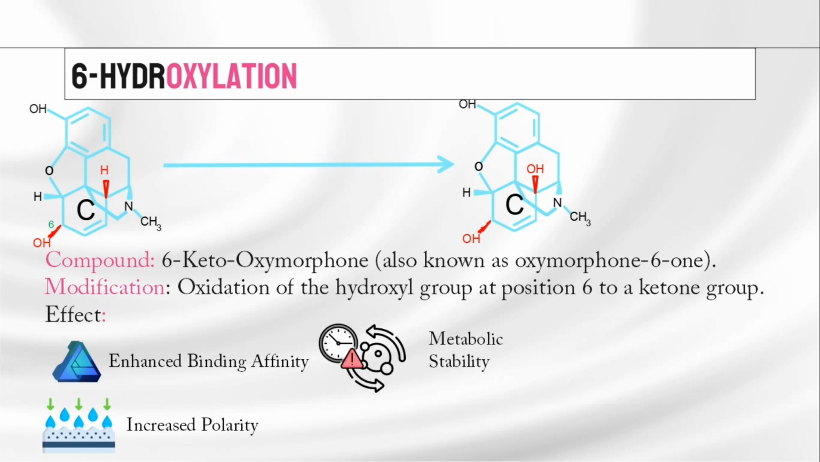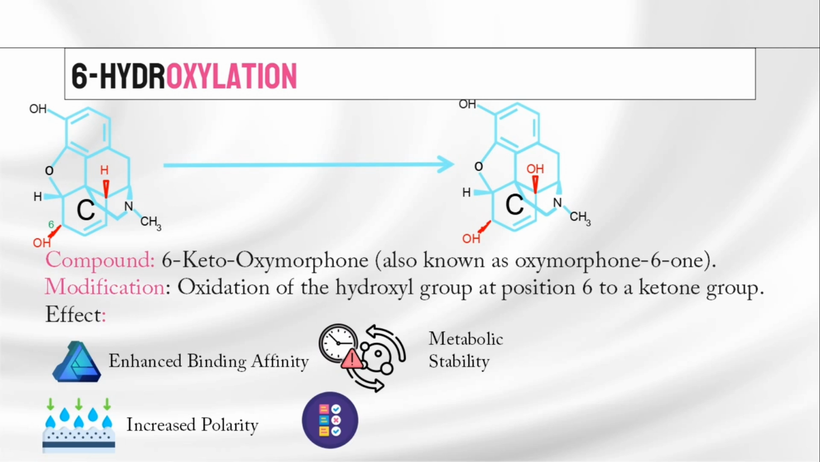3. Metabolic stability. This hydroxyl group may make the compound more resistant to metabolic enzymes that typically modify opioids, like those involved in glucuronidation processes. Result: altered pharmacokinetics, including a longer half-life. Essentially, the drug stays active in the body longer, enhancing its therapeutic effects.